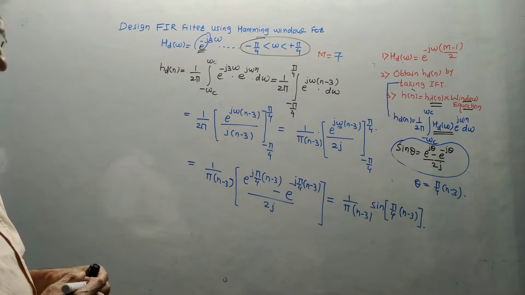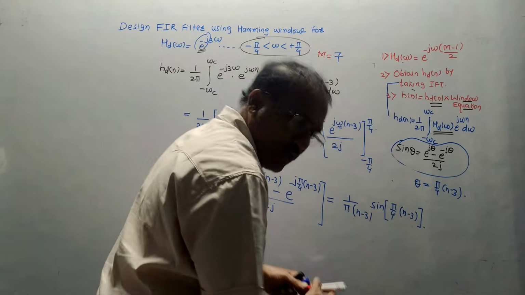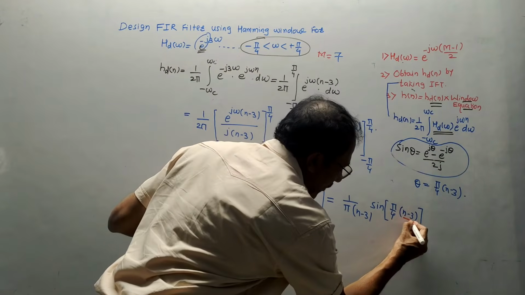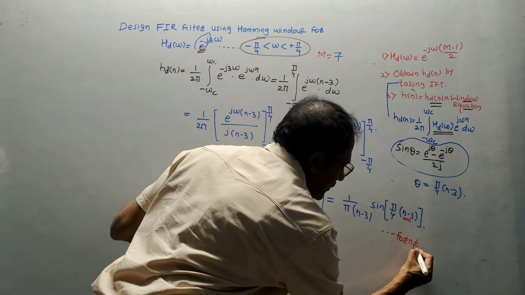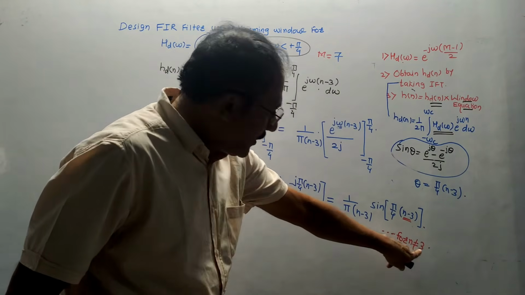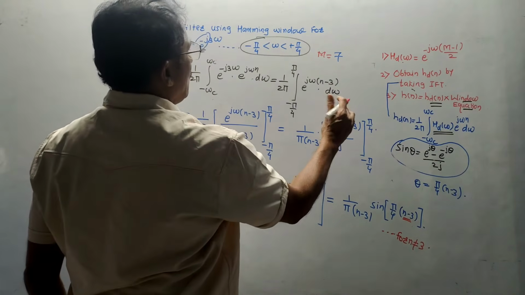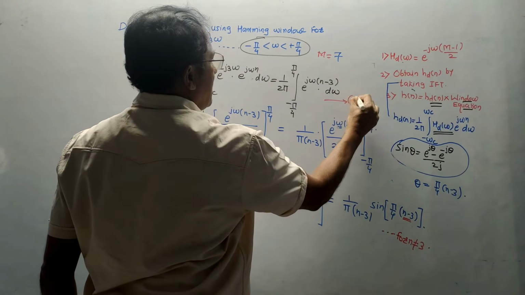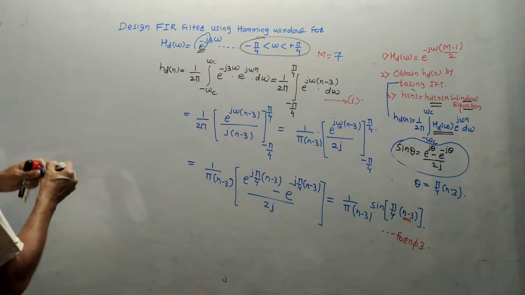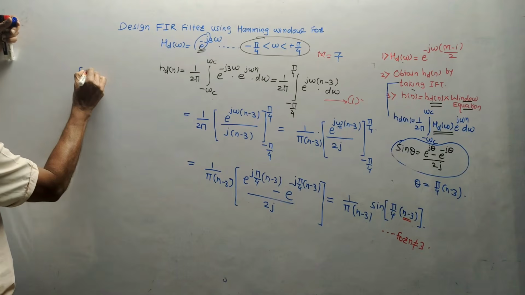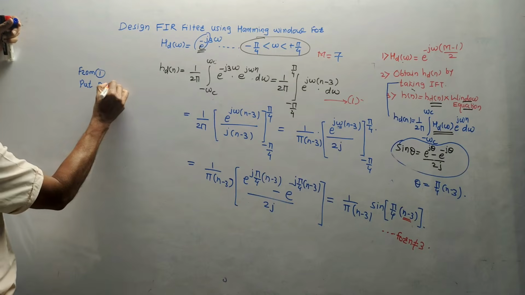This is the answer. As I mentioned earlier, every answer is not valid for one single value. How to identify that value? In the bracket, I have n minus 3. So this is not valid for n equals 3. It is written like this, for n not equal to 3. To get the value for n equals 3, again make use of this equation, equation number 1. From equation 1, put n equals 3.